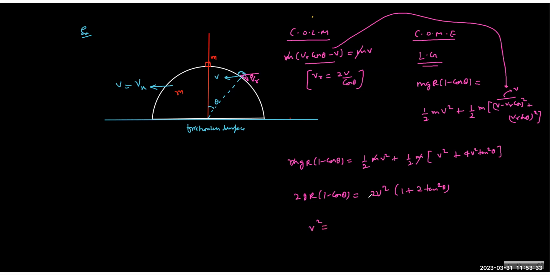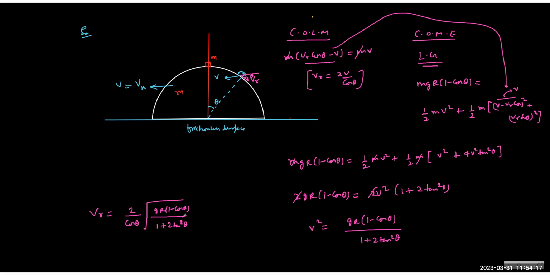So v square turns out to be gR(1 minus cos theta) upon that. And if v square is this much, so what is VR? So you know that VR is 2v by cos theta. So you can solve this way, but anyway, not solving this much. What they're asking in the tough question is to find the angle at which it will leave the wedge. Now, what is the condition for leaving the wedge?